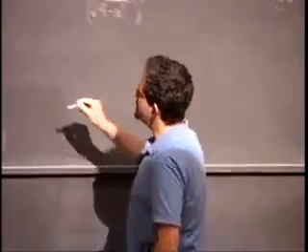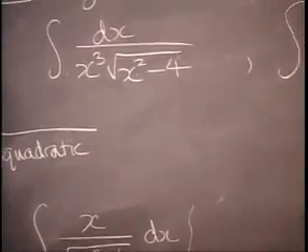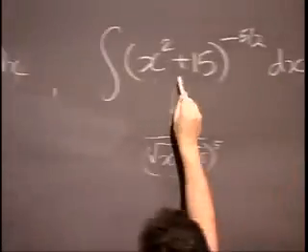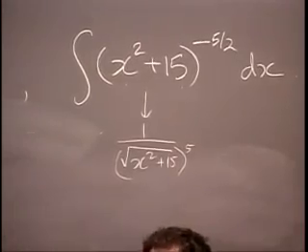Look at these 3 quadratics. Here you have the square root of x squared minus something. Here you have the square root of something minus x squared. And here you have the square root of x squared plus something. Those are the only 3 possibilities.